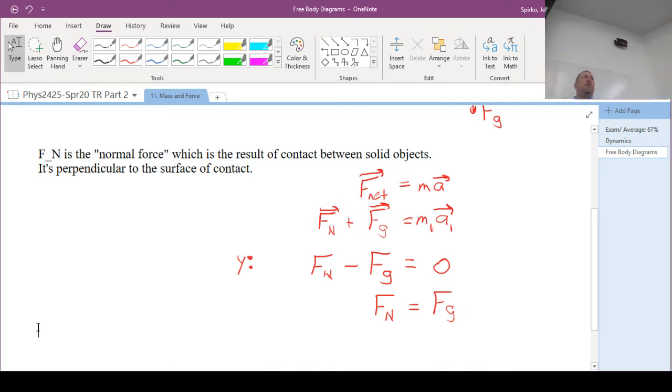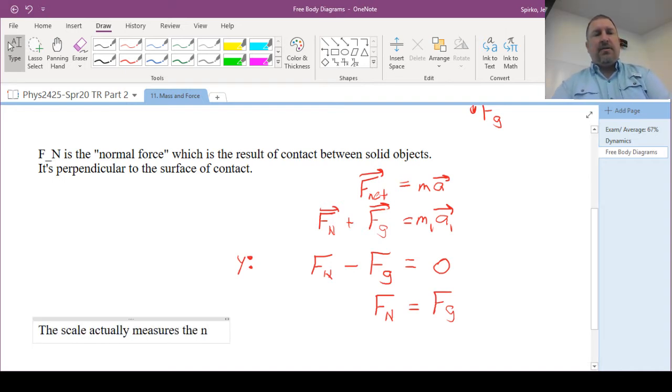In order to go further, we'd have to have a little bit more knowledge of one of these things. We could get more knowledge of the normal force by looking at the scale. So we could do an experiment which would tell us the value of the normal force, and thus we would know the value of the gravitational force.